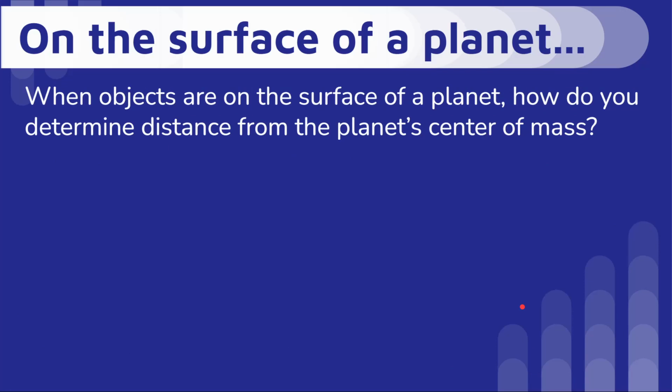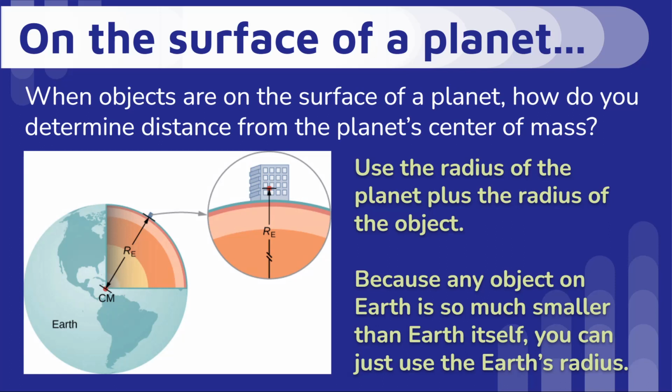All right, so we just talked about celestial bodies that are acting at a distance, but what if we're talking about you interacting with the Earth, or a building, or anything that's on the surface of a planet or moon interacting with that planetary body? Okay, so when objects are on the surface of the planet, how do you determine their distance from the planet's center of mass? How would you know how far you are from the Earth's center of mass? Okay, well, you would add together the radius of the Earth plus your radius, or your distance to your center of mass.